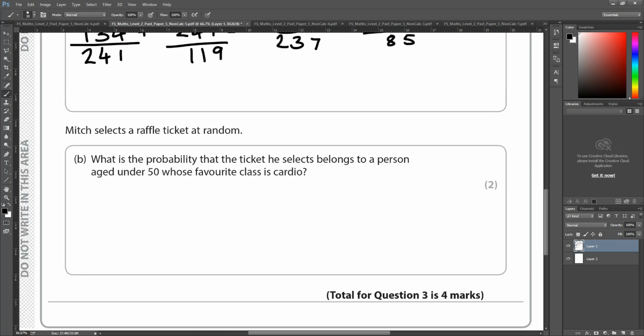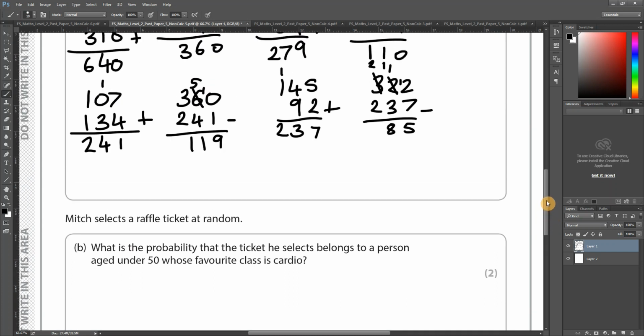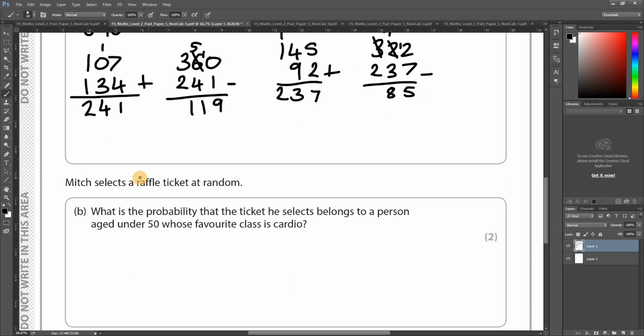Part B says, Mitch selects a raffle ticket at random. What is the probability that the ticket he selects belongs to a person aged under 50 whose favourite class is cardio? For 2 marks. So these type of questions, you have to be careful. They always split the question into 2 parts here. So the first part, which is technically this bit here, this whole thing, tells you who they're picking from.